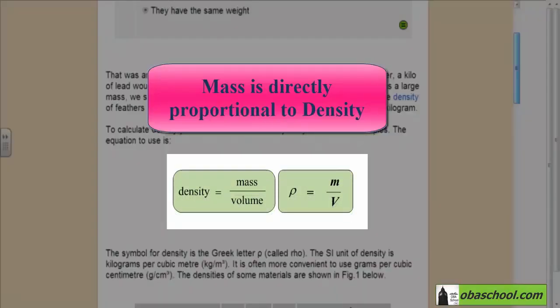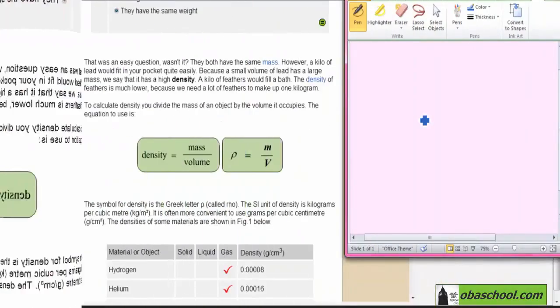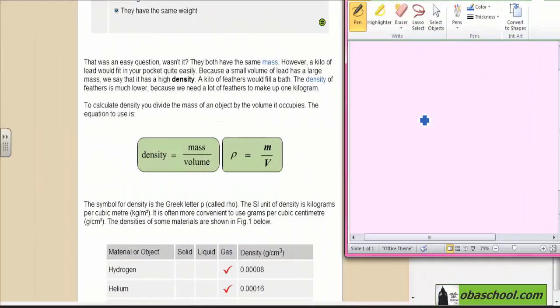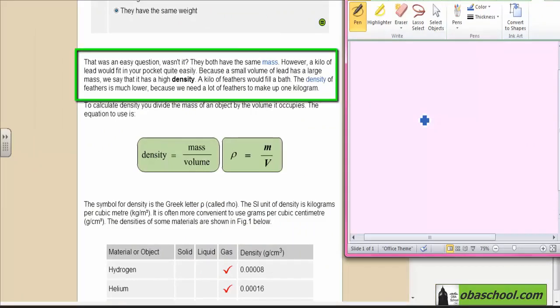This is the equation that we talked about in the previous tutorial, and you can see that mass is directly proportional to the density, and the volume is inversely proportional to the density. Meaning if the mass increases, the density will increase, and if it decreases, the density will decrease. And if the volume increases, the density will decrease, and if it decreases, the density will increase.